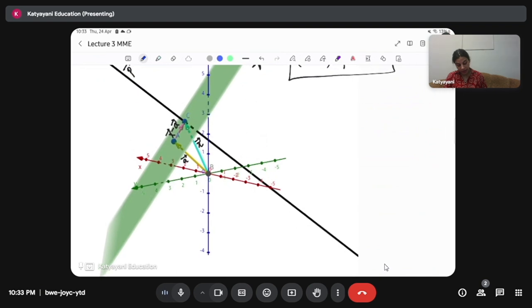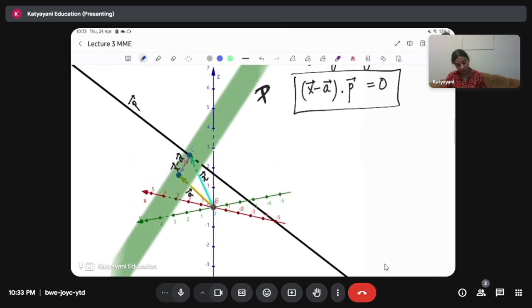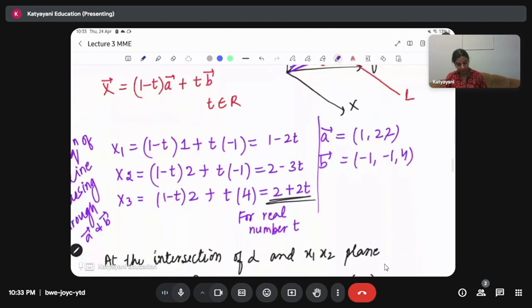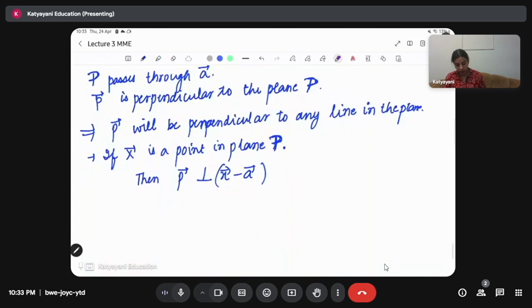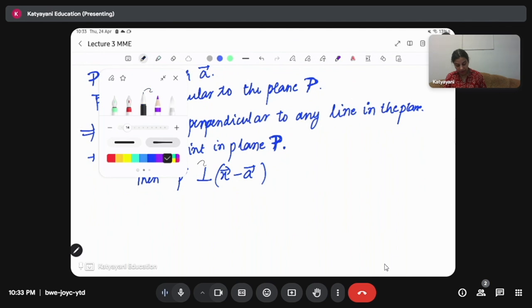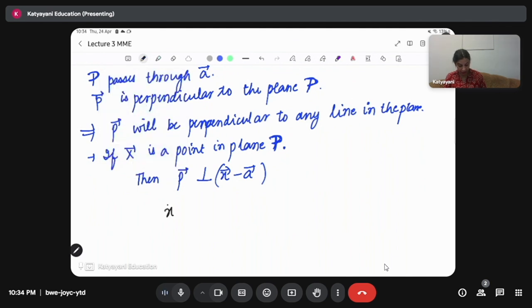So if this is our plane, this is our plane. In it there is a point A, which is this vector A. I have another point x, which is this vector x. Then this vector x minus A would be perpendicular to the vector P here, right? So since this is the case, now I can say that x minus A dot product with P would be equal to 0, right? So now let's try to simplify it.